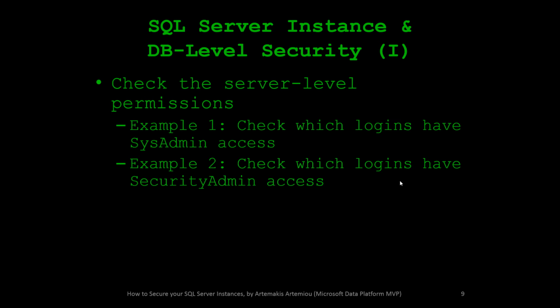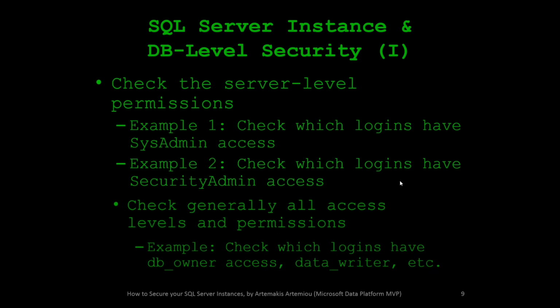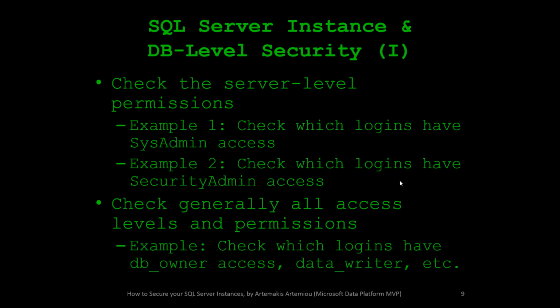First, you need to check the server level permissions. For example, check which logins have sysadmin access, check which logins have security admin access, and so on. And generally check all access levels and permissions. For example, check which logins have DBA owner access, data writer, data reader, and so on. After reviewing all these permissions, you need to check if it is justified for these logins to have the reported permissions. This is an ongoing process, of course.